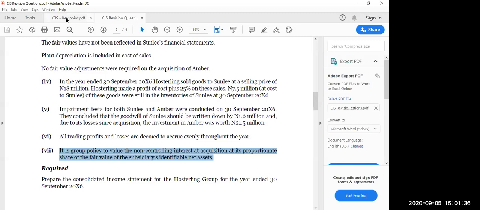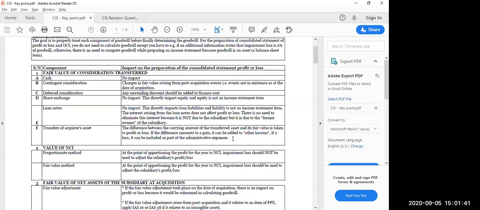So I go to my key point again. What does it say when NCI is measured at proportionate method? So it says that at the point of apportioning the profit for the year to NCI, impairment loss should not be used to adjust the subsidiary's profit or loss. So that's clear. So that means that information would only be used at the point of apportioning profit or loss to NCI. So we haven't gotten to that workings yet. Therefore, we still leave it pending.